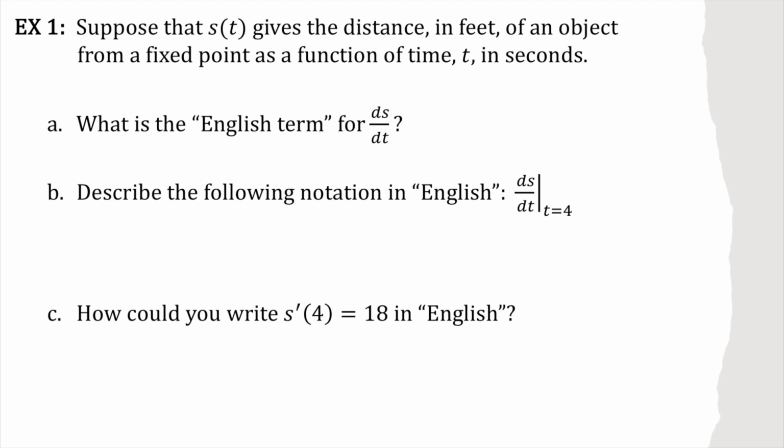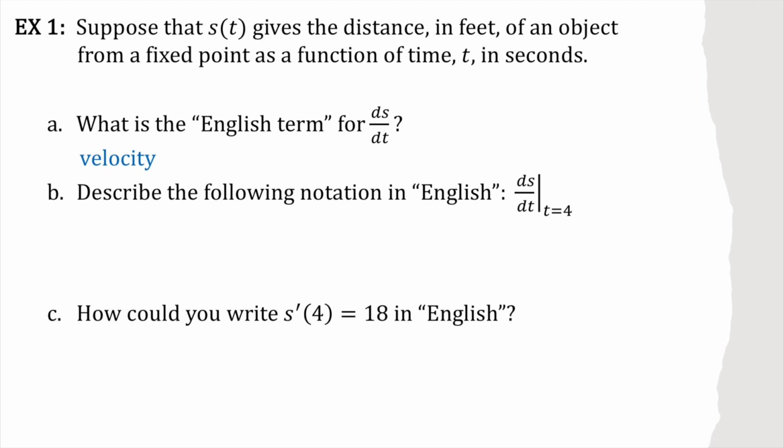Suppose that s of t, that's the position function, gives the distance in feet of an object from a fixed point as a function of time, t in seconds. What would be the English term for ds dt? We would call that velocity.